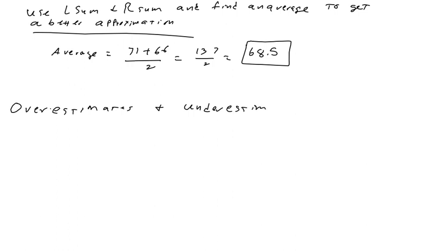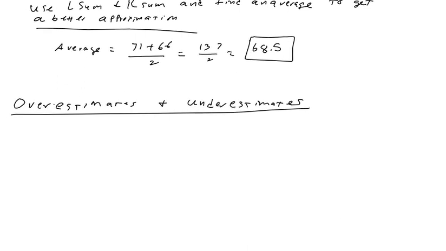Let's talk about how we can tell if different graphs are going to be, if we do a left Riemann sum, is a left Riemann sum going to be too big, too small? Is a right Riemann sum going to be too big or too small? Depending on the graph, can we tell from the situation whether something is going to be an over or underestimate?